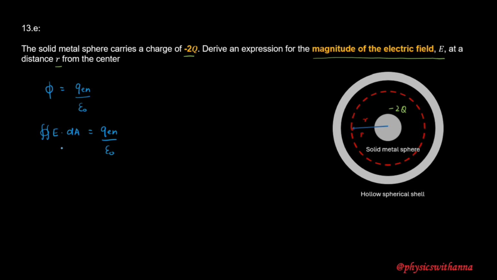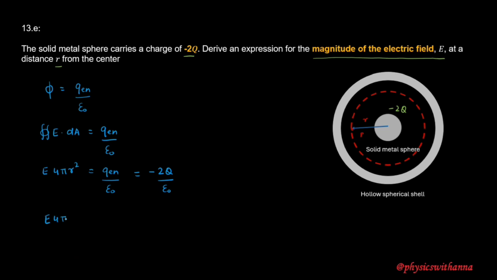Since we are finding flux through a Gaussian surface, this integral we will also take for the Gaussian surface. So we write this as E times 4 pi r squared, where 4 pi r squared is the surface area of the Gaussian surface, that is equal to charge enclosed over epsilon naught. Now the charge enclosed by the Gaussian surface is the charge on the solid metal sphere, which is negative 2q. So we write q enclosed to be equal to negative 2q over epsilon naught.